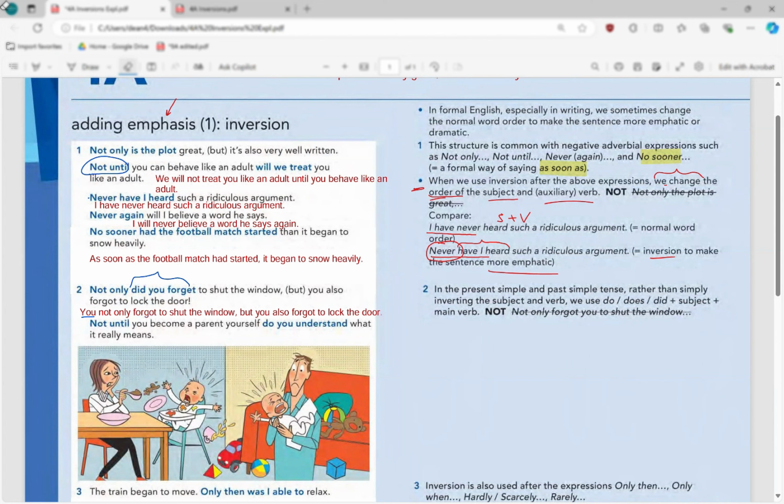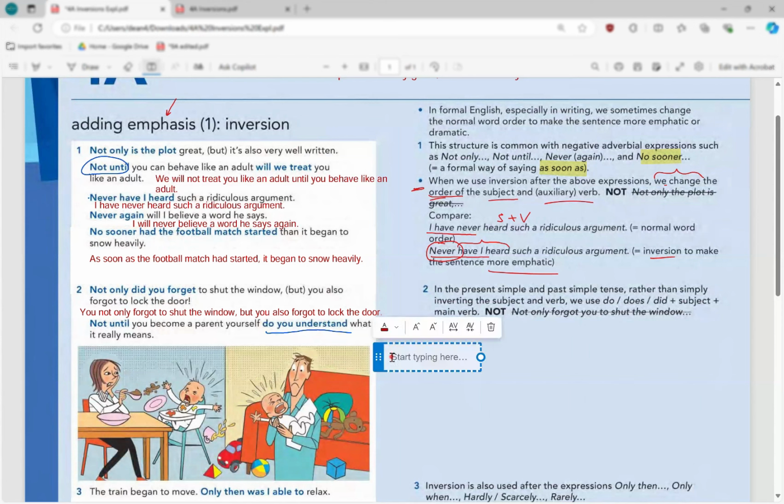Another example for present simple now. Not only do you understand, once you become a parent yourself. Look at that. Do you understand is a question format, but it is not a question. It is inversion. Okay. So like, you don't understand what it really means until you become a parent yourself. Or the other way around.